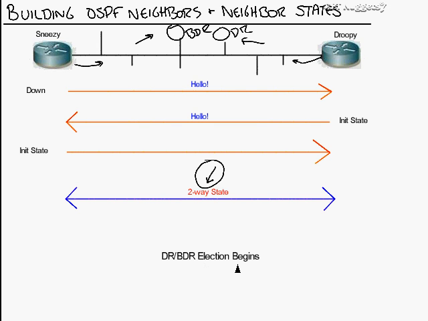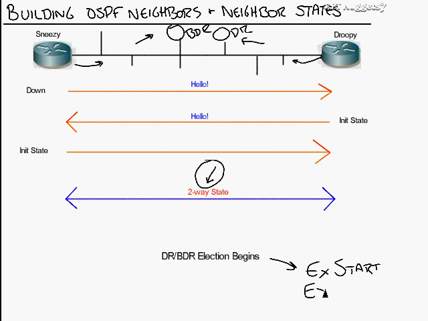So let's pick up from here. The DR election begins. Once those are elected, we'll go through a kind of a little flurry of states after that, and you may or may not see them because it happens so quickly. You'll see this ExStart state. In ExStart state, that means that we're exchanging those DBD packets, the database description packets, with the DR and the BDR, pretty much giving them the summary of our link state database. They'll go through an exchange state right after that.